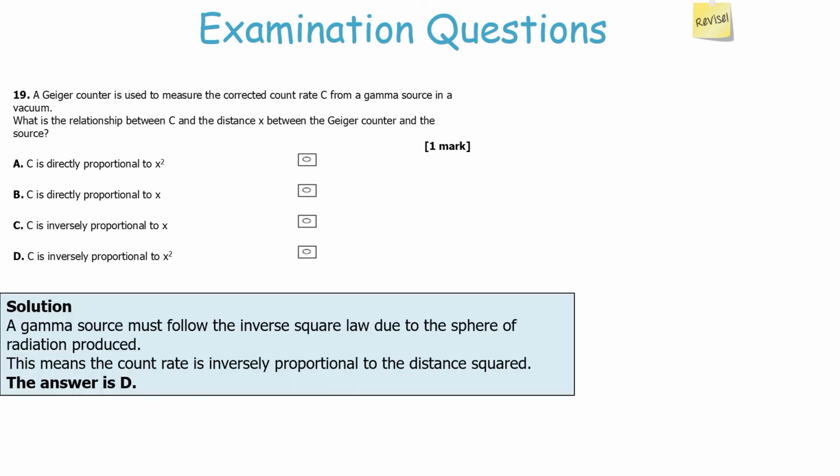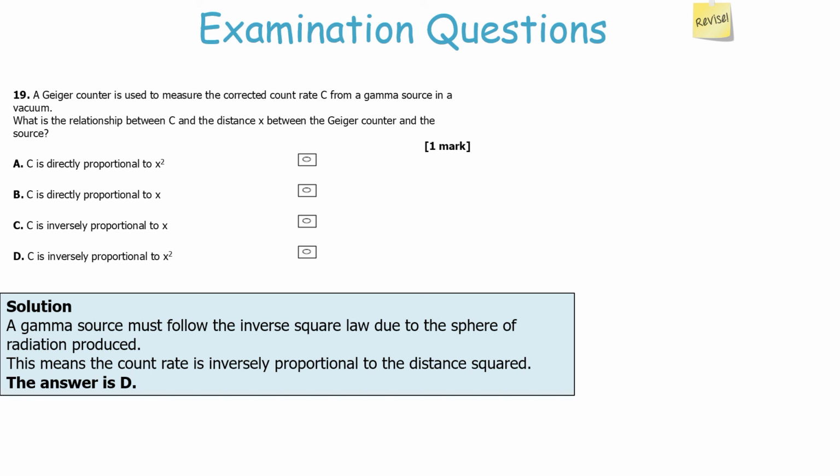Well, you've got to be aware that gamma source emission must follow the inverse square law, due to the sphere of the radiation it produces, because we assume that a gamma source will produce radiation equally in all directions, and therefore it will expand outwards as a sphere. We know that it must follow the inverse square law because the surface area of a sphere is equal to 4 pi r squared.